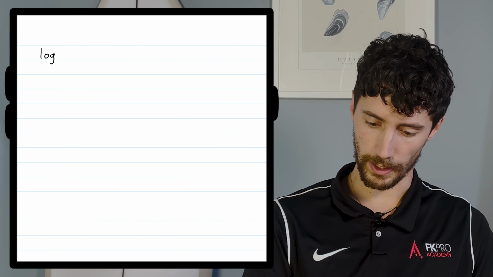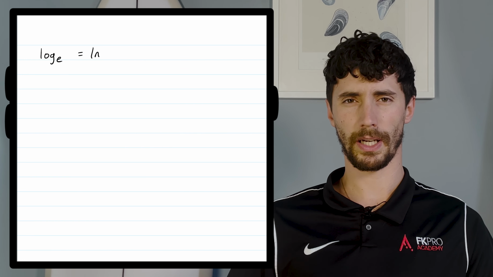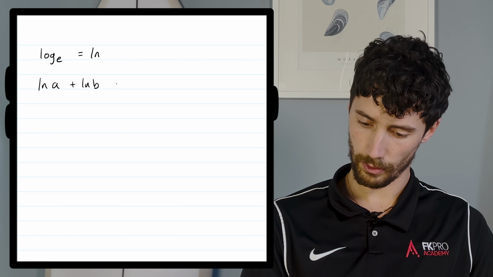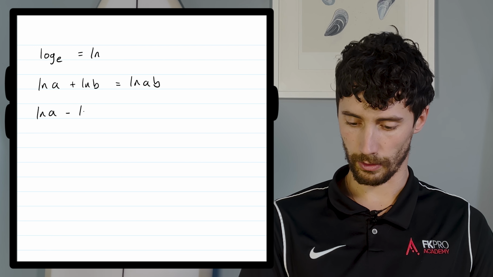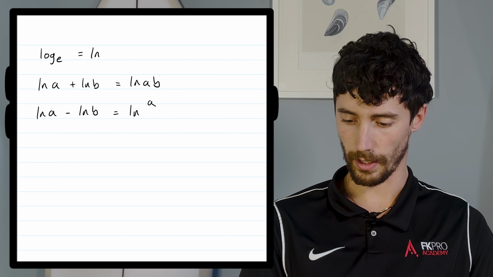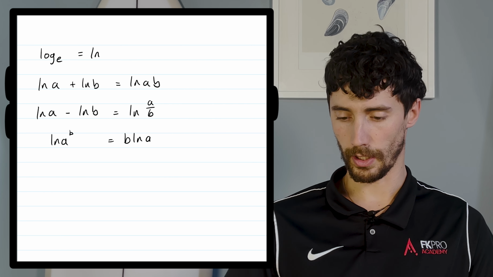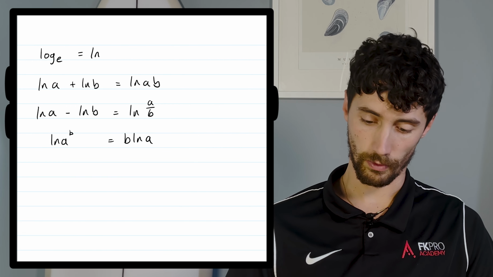So starting off, when I'm using logs, because of the exponential nature of the equations we're using, I'm going to be using log base e, or ln. To start with, we need to look at the basic rules for logs. If you have ln a plus ln b, we can combine that to get ln ab. Ln of a minus ln of b is equal to ln of a over b, and ln of a to the power of b can be written as b ln a. So if you're comfortable with those three, we can then get into the actual physics.